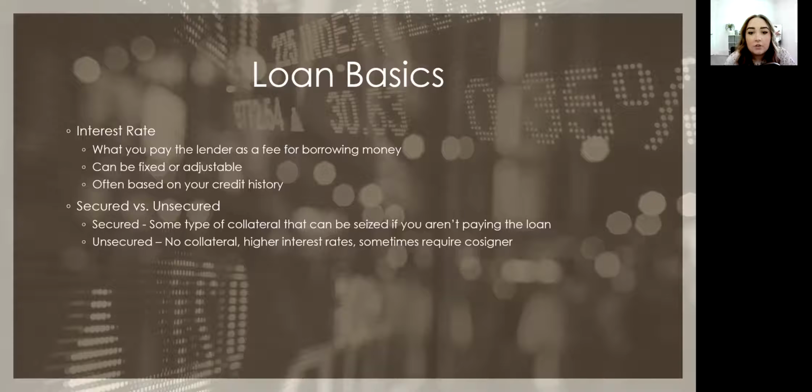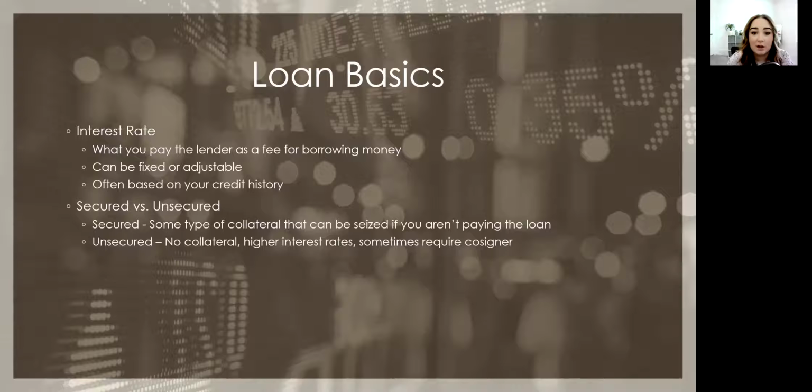Next thing is secured versus unsecured loans. A secured loan is a type of loan that has some sort of collateral that can be seized if you aren't paying on it. That would be like a car loan, a home loan, a mortgage. That means if you stop paying, they can come take that from you. They can foreclose your home, they can repossess your car, things like that.